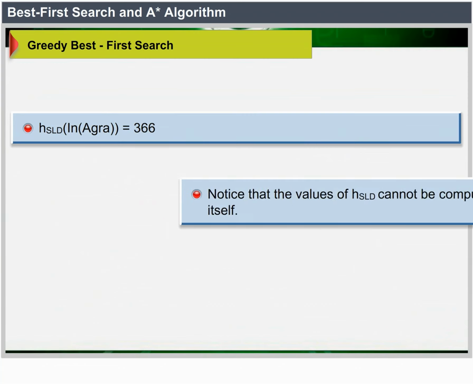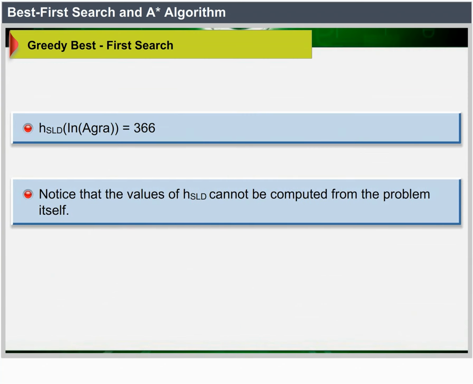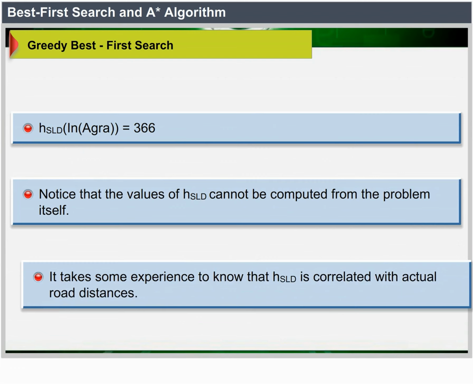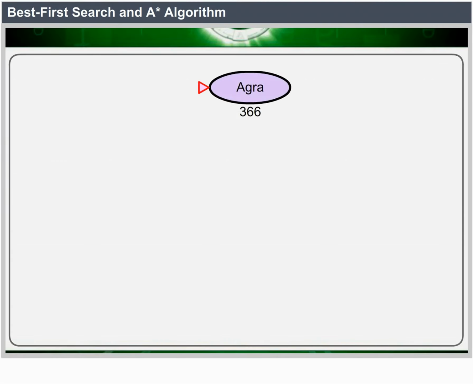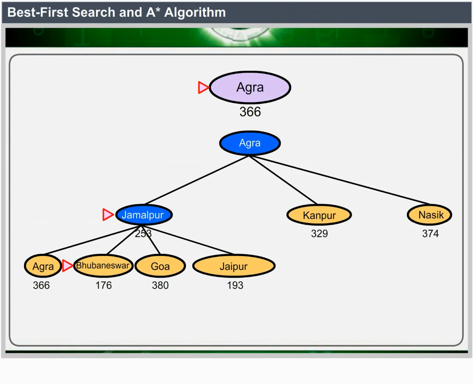Notice that the values of the heuristic straight line distance cannot be computed from the problem itself. It takes some experience to know that the heuristic straight line distance is correlated with actual road distances. A greedy best first search example is given here.